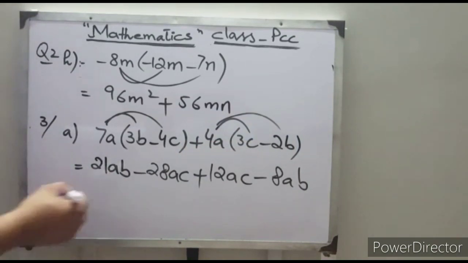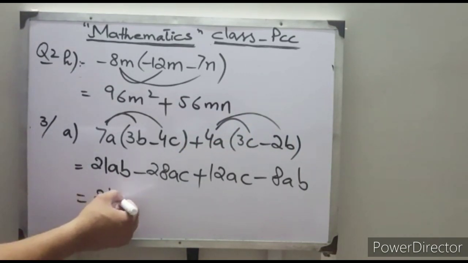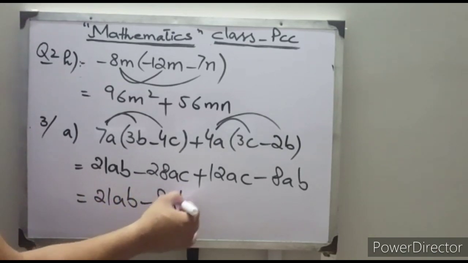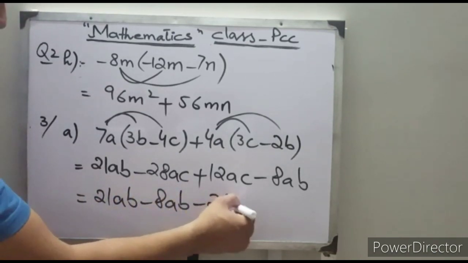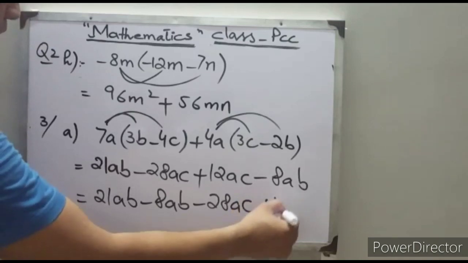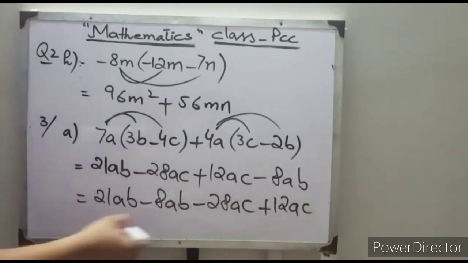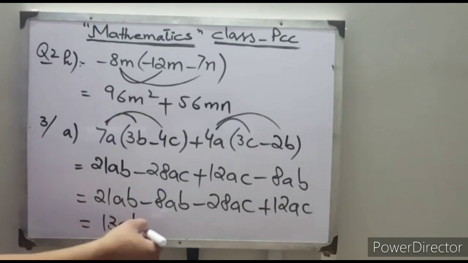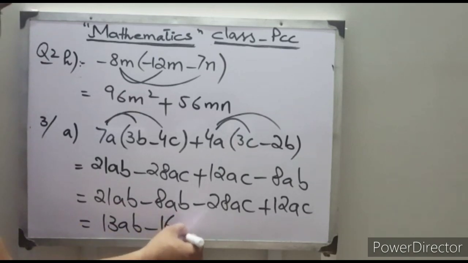Now arrange like terms order-wise: 21ab minus 8ab, and minus 28ac plus 12ac. So we have the final answer 13ab minus 16ac.